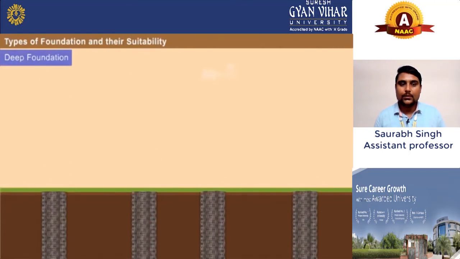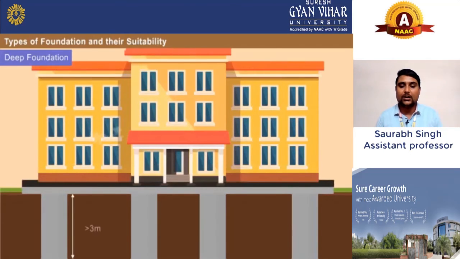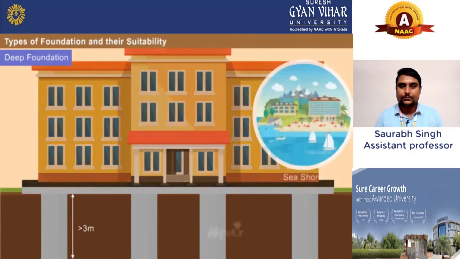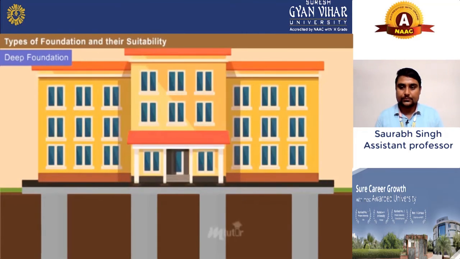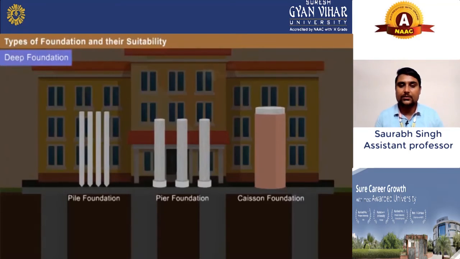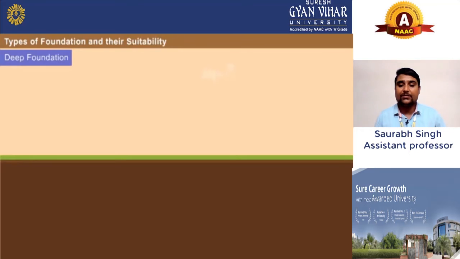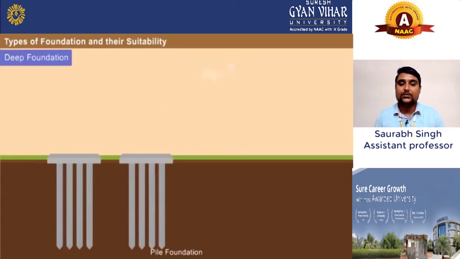Now we will see the deep foundation. What is the deep foundation? How does it work? As you can see, this is your structure, and it will be more than 3 meters deep, as you can see in this video. If there is a seashore, what will happen? We can use pile foundation, pier foundation, and caisson foundation. And these are also types of deep foundation.